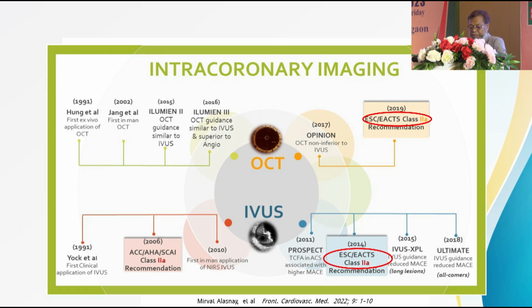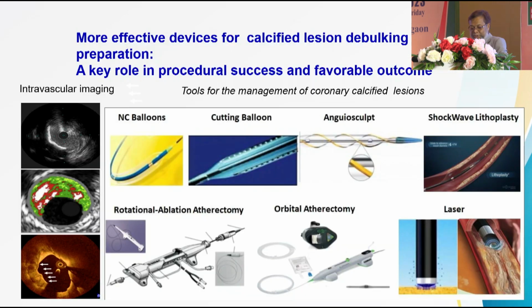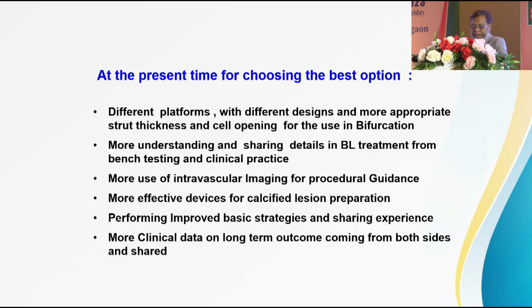In intracoronary imaging, there are different types, OCT, IVUS. Their evaluation is also written here since 1991. I don't want to go through it. I want to tell only the indication, that is a class 2A indication of imaging for coronary intervention. And more effective devices for calcified lesion, debulking, and vessel preparation are very important. You see there are different techniques in our hand: NC balloon, cutting balloon, AngioSculpt, though that is not available in our hand. Shockwave lithotripsy, rota, all in our hand.